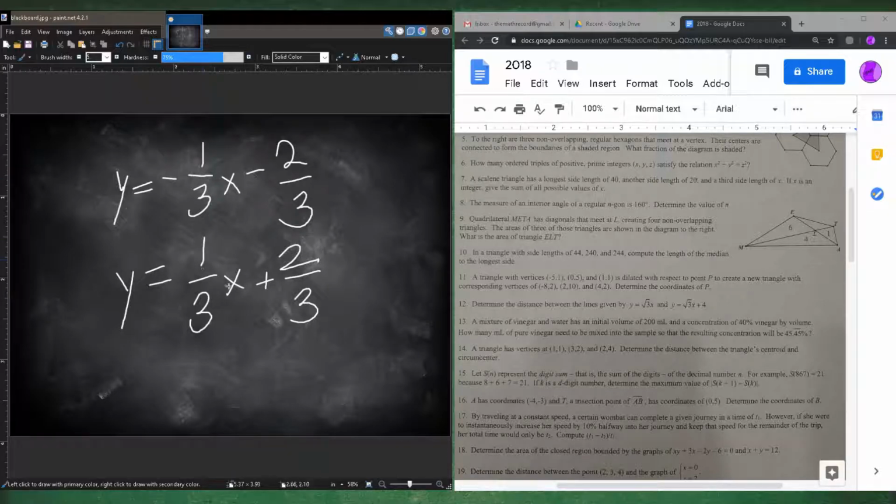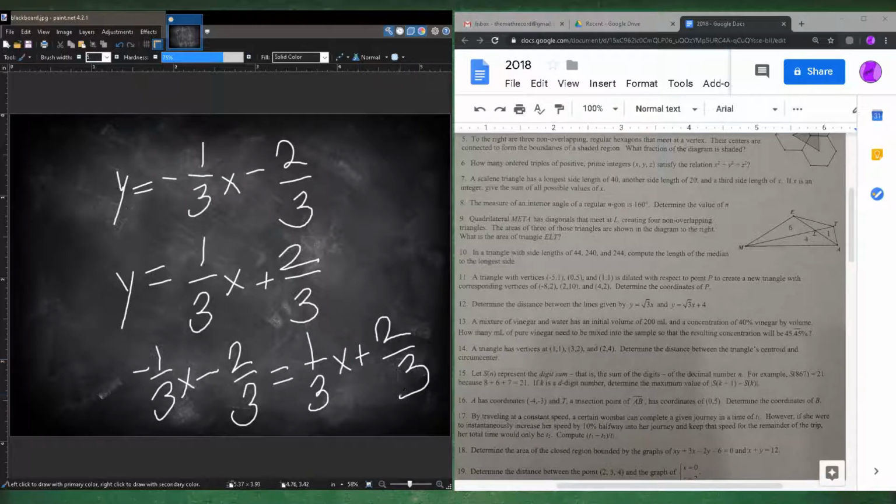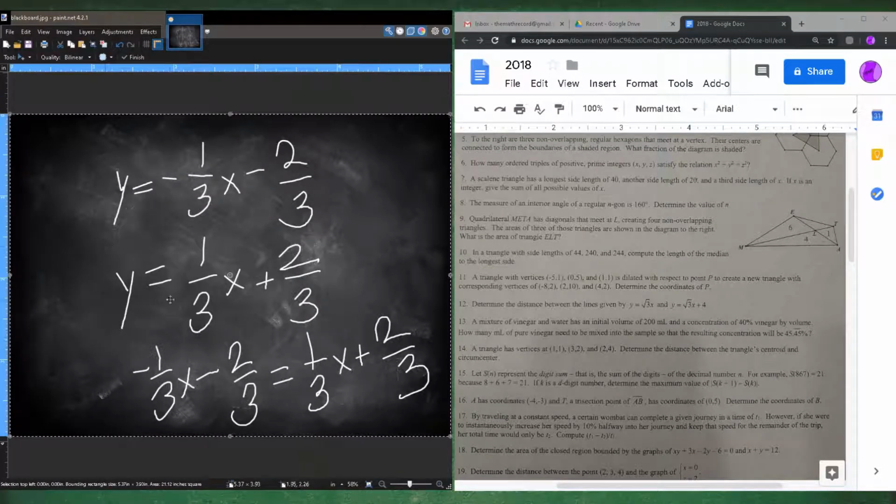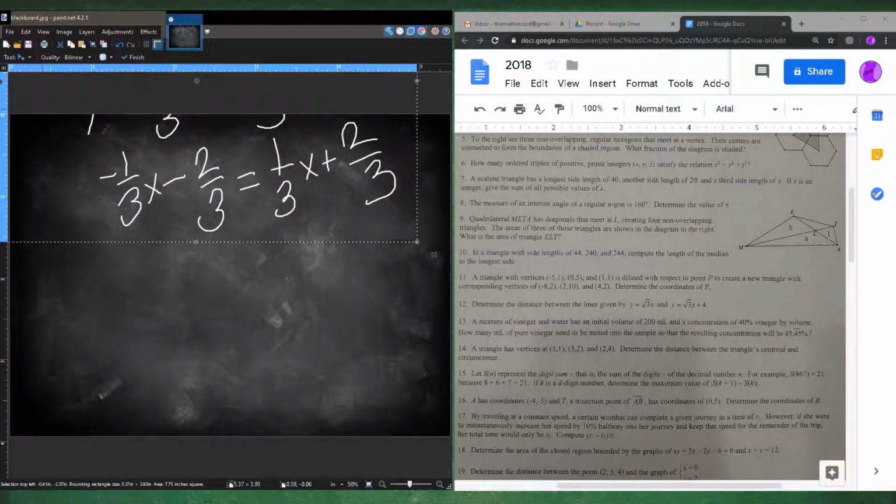So now you just have to set them both equal to each other. So you have negative 1/3 x minus 2 over 3 is equal to 1/3 x plus 2 over 3. Okay. Let's kind of move this up because I'm running out of space.